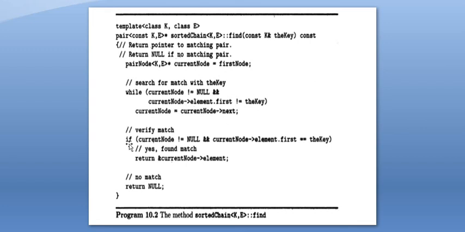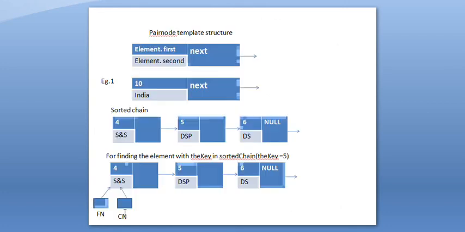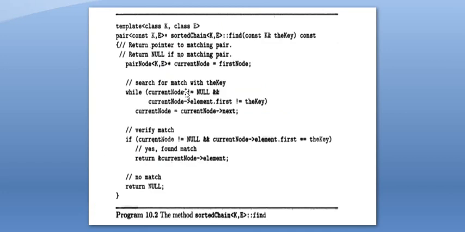If not, it comes out, and the if condition will be executed. So here we use current node not equal to null. When you look at this, is the current node pointing, or is it floating? It is not floating, it is pointing to a pair node, so it is not null. That is correct.